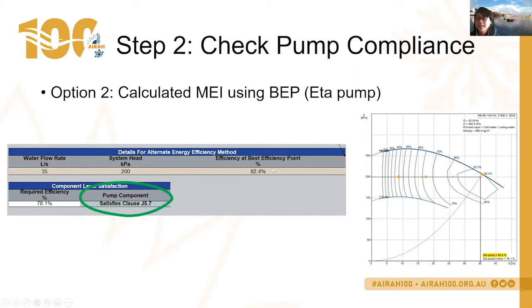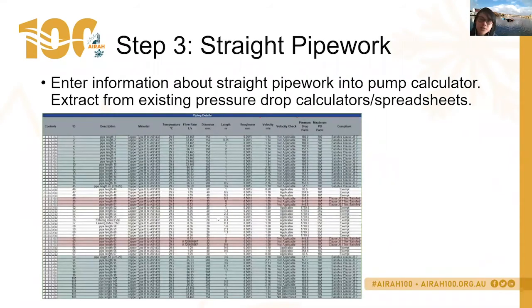The spreadsheet automatically calculates using the EU formula what your required MEI is, or your minimum level that you need to comply with. So here the spreadsheet told me that my minimum MEI needs to be 78.1%, but because my pump selection is 82.4%, which is higher than the requirement, it satisfies clause J5.7. So that's all good. Now let's look into the last element of our component-based compliance approach. So it's now looking at straight pipe work.